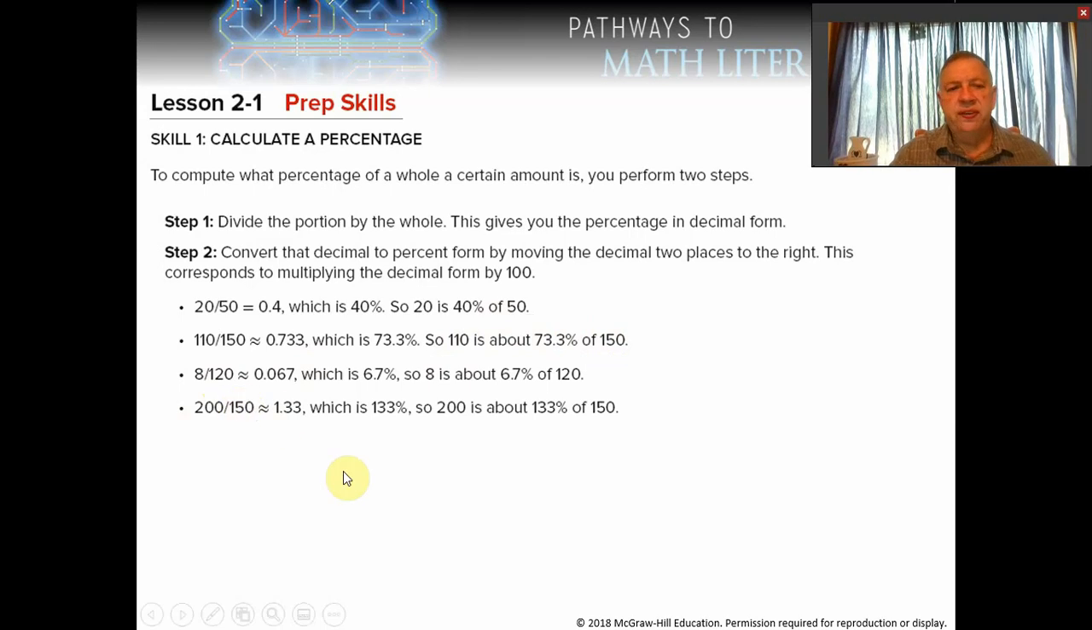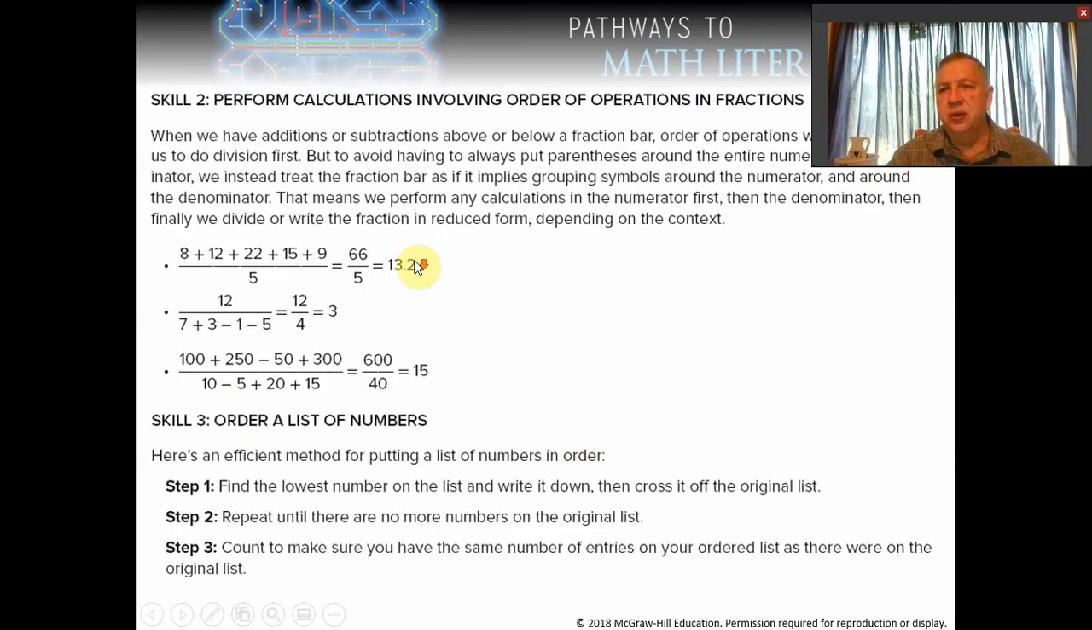200 divided by 150 is about 1.33. This is larger than the whole now, so this is bigger. And 200 is about 133% of 150. So 100% of 150 would be just the 150, then 33% more would be the 133% point. 1.33 times 150 gives us the 200.